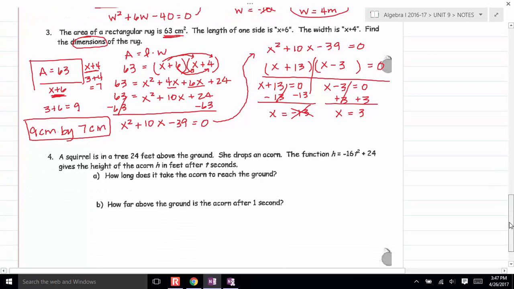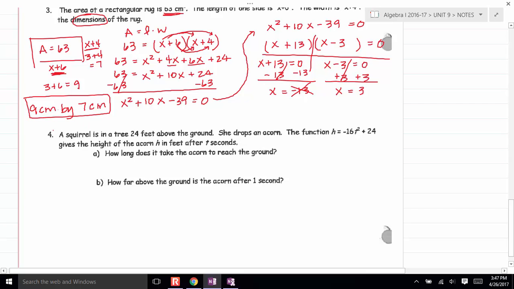Number 4, we're actually going to wait and come back to these problems when we get into the next section on graphing. So you're not going to have to do problems like this. We're going to skip this one and come back to it in the next unit.